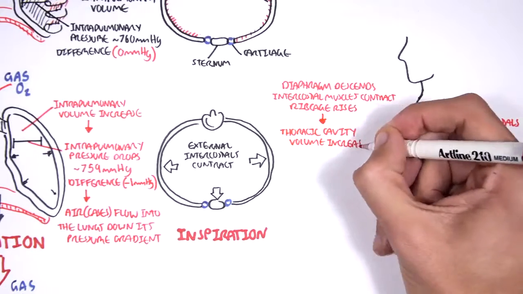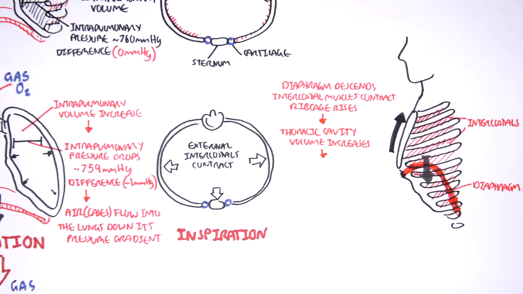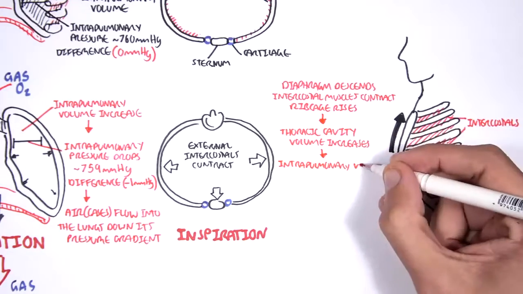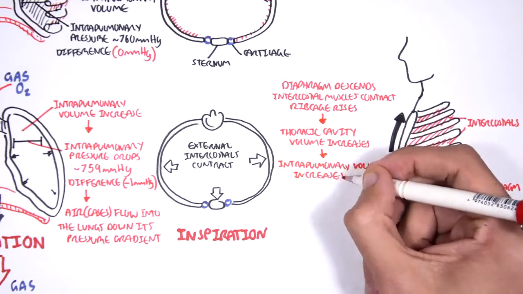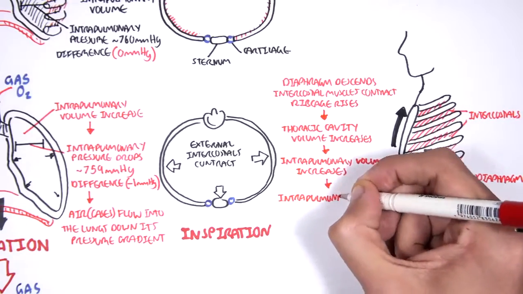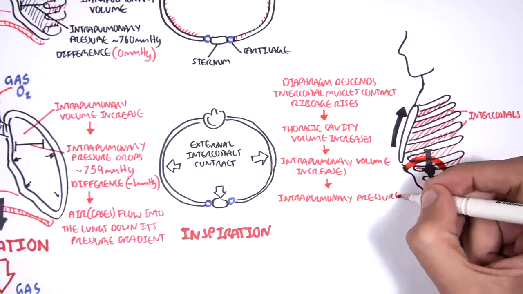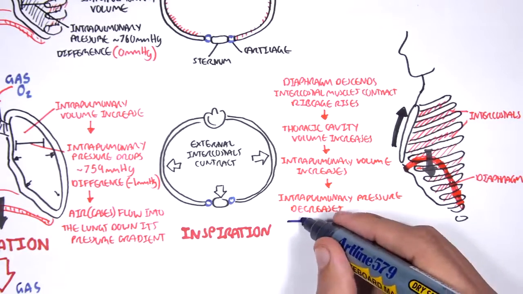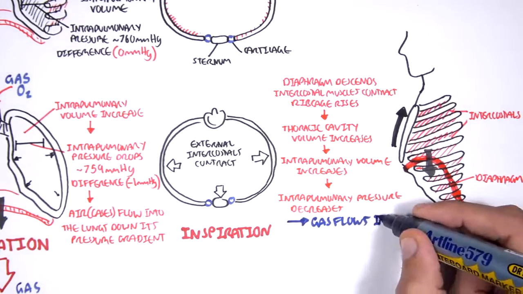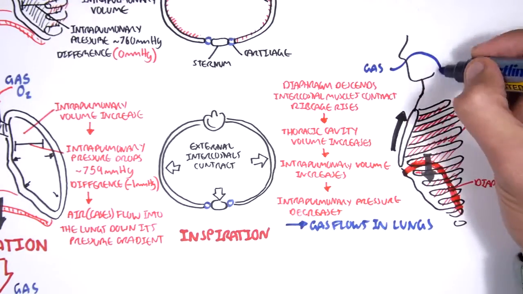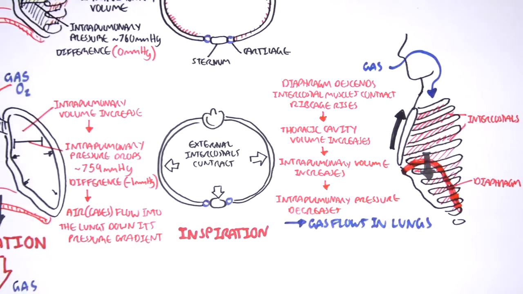This will cause the thoracic cavity volume to increase. And an increase in thoracic cavity volume will mean that the intrapulmonary volume will also increase, which will lead to a decrease in intrapulmonary pressure. A decrease in intrapulmonary pressure means that gas can flow from a higher pressure to a lower pressure, so from the outside to the inside, so gas flows into the lungs.